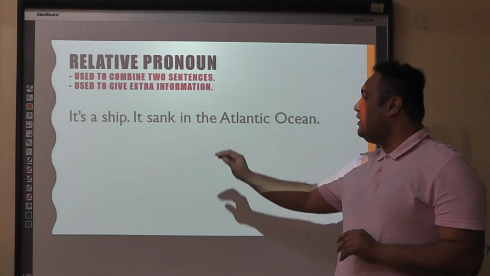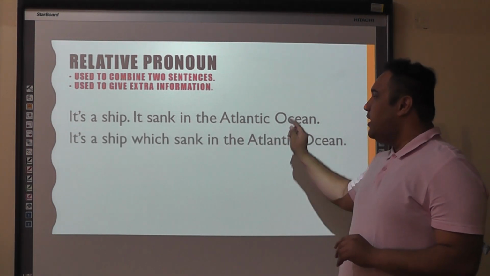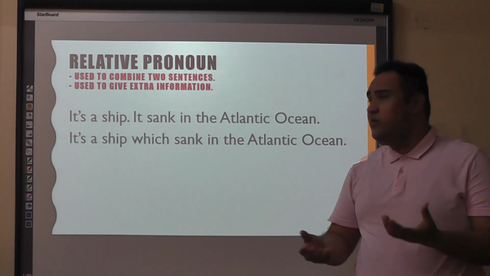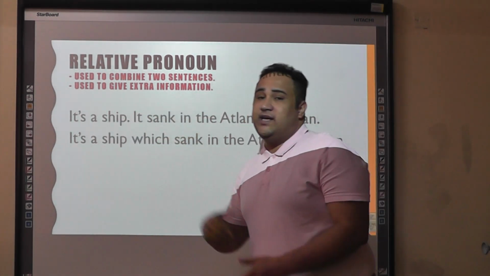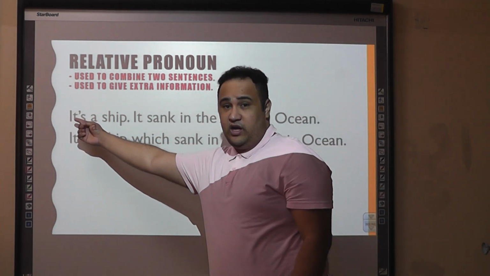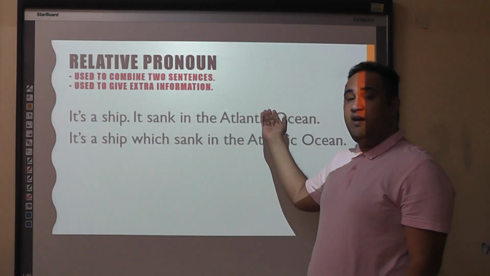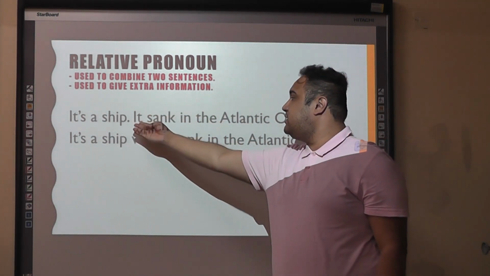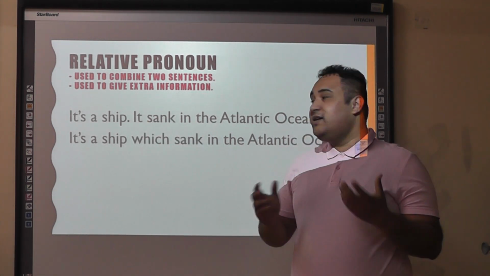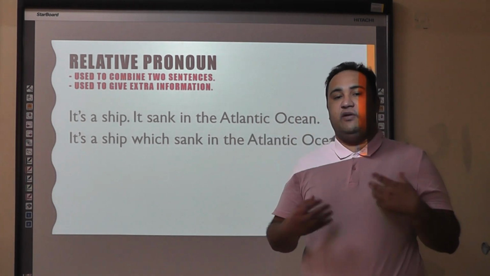For an example, it's a ship. It sank in the Atlantic Ocean. Now, we have one sentence here which is comprised of the subject, it, and the verb is. And we also have here another sentence, it, and the verb sank. It is the subject. Now, if we're going to combine this together, we make use of a relative pronoun.